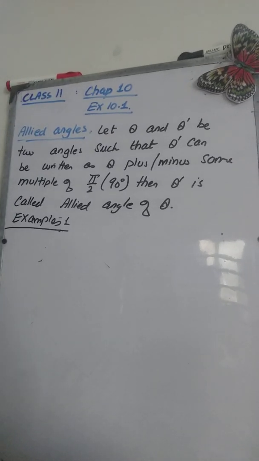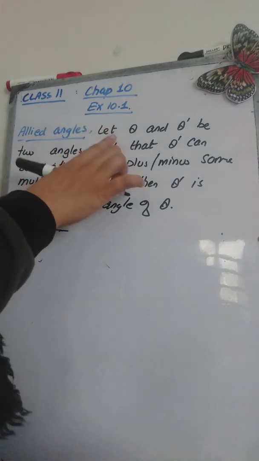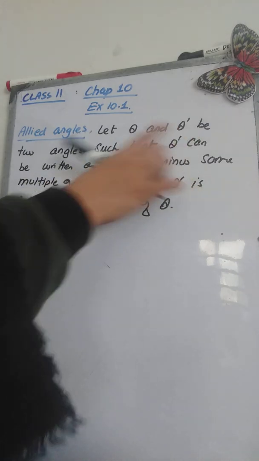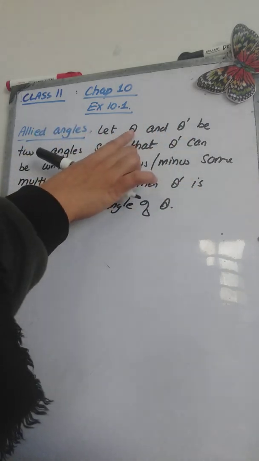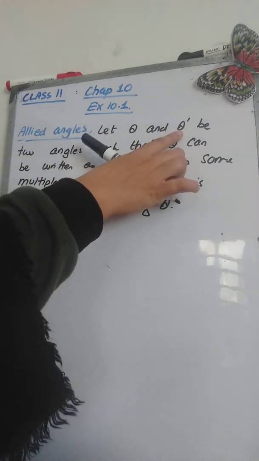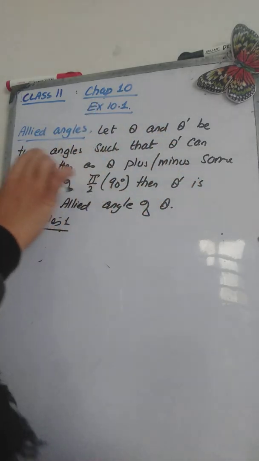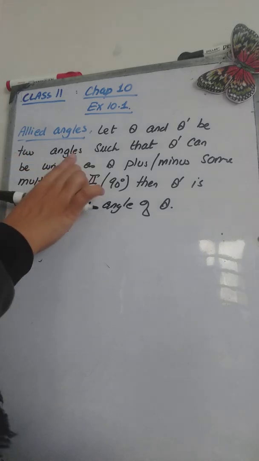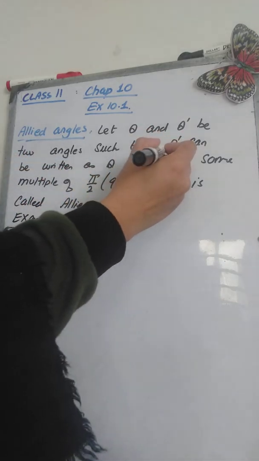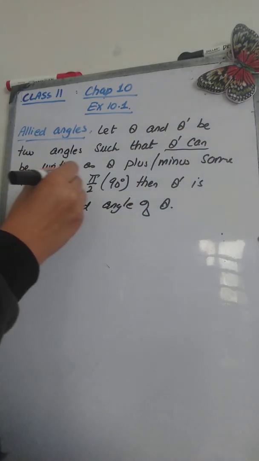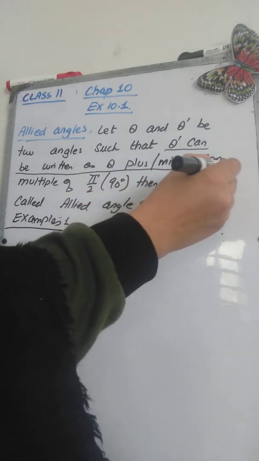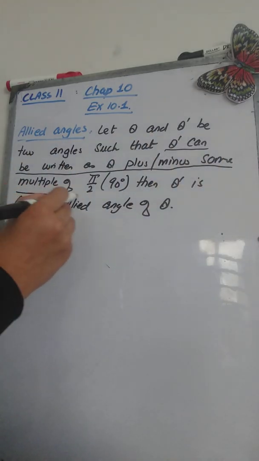Bismillahirrahmanirrahim. Today we are going to learn about the allied angles of any angle theta. The definition of the allied angles is: let theta and theta dash be two angles. These two are going to be allied angles if the condition is that theta dash can be written as theta plus or minus some multiple of pi by 2.